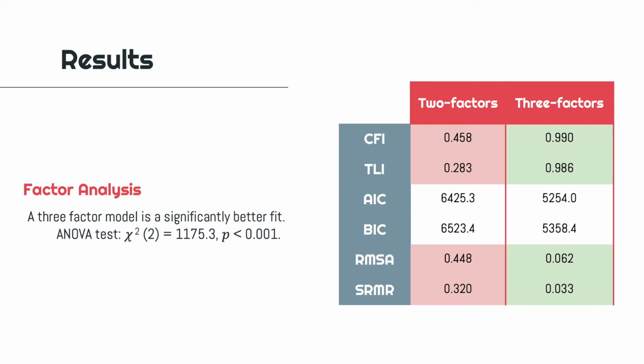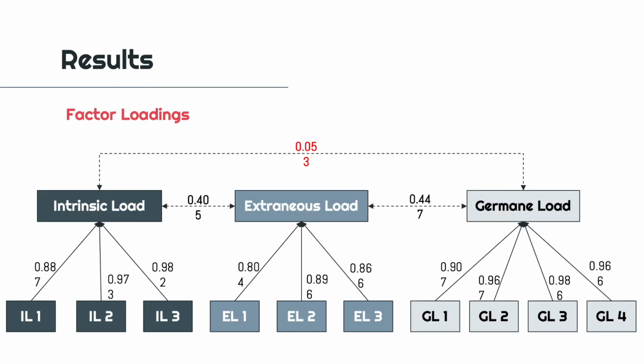You can find more details regarding the parameter analysis in our paper, and an ANOVA test confirmed that the three-factor model is significantly better fit compared to the two-factor model for our data. Finally, the analysis of factor loads shows that all questions have a very good loading into their factors. While we found a moderately significant correlation between intrinsic load and extraneous load, and between extraneous load and germane load, as you can see in our figure, we did not find a correlation between intrinsic load and germane load questionnaire items.